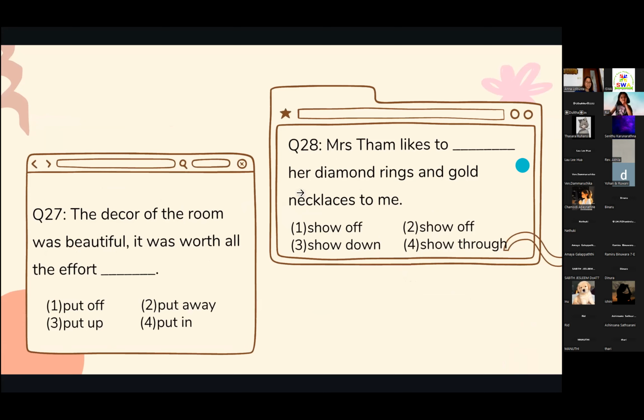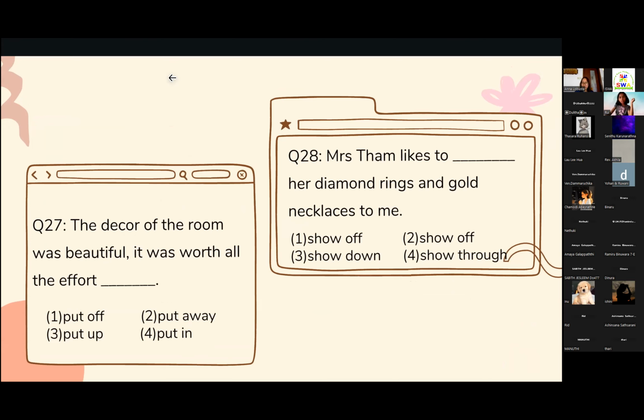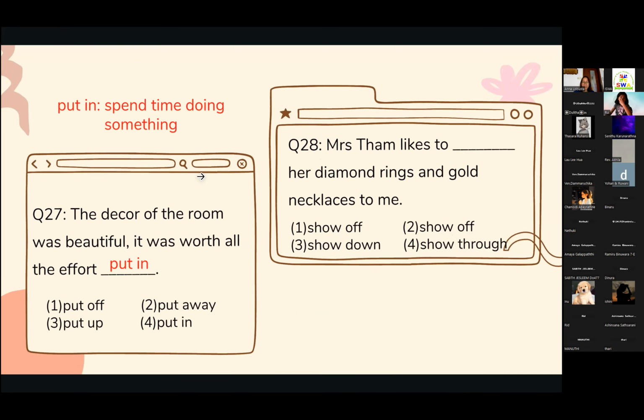And question number 27. The decor of the room was beautiful. It was worth all the effort. Blank. So the correct answer for this would be put in. And put in means to spend time doing something. So the effort, she's spent a lot of time to decorate the room. Then you can also use put in, for example, in your studies as well. You can say you put in a lot of effort into your studies.